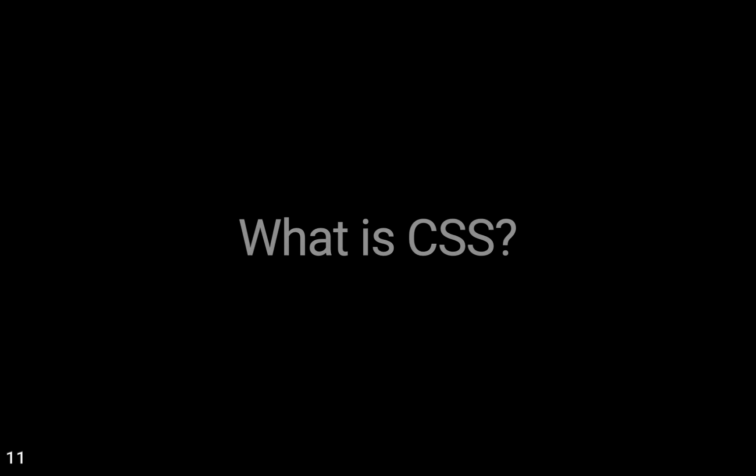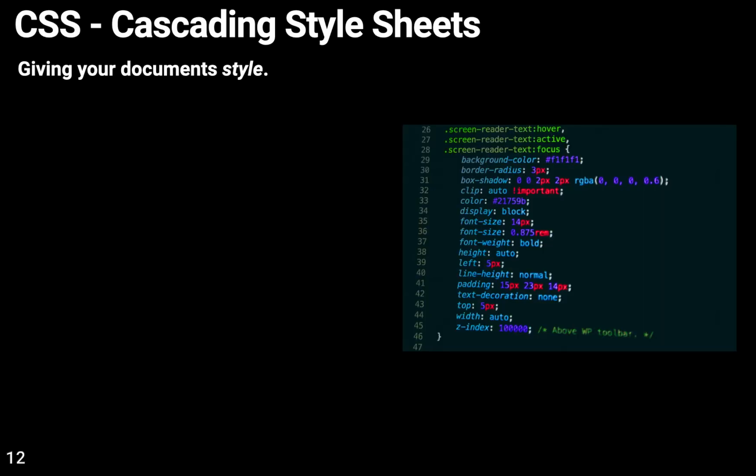Let's get into what exactly is CSS. We're already jumping into a second language. Let's try and focus on what's the difference and what's the point of this one. CSS stands for Cascading Style Sheets. It doesn't even really sound like a language, but it is a language of style, designed to give your document style.